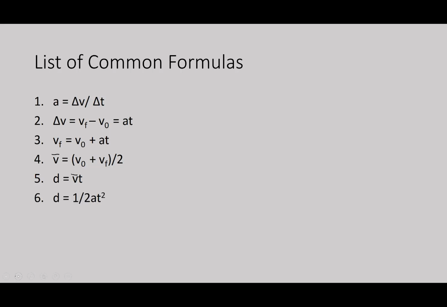Okay, and then our last formula for this particular video is distance is equal to 1/2 acceleration times your time squared. Now this one's a little bit harder to derive for a basic physics course, but it's a very, very useful formula because it is one of the formulas that we have that will relate distance to our acceleration.